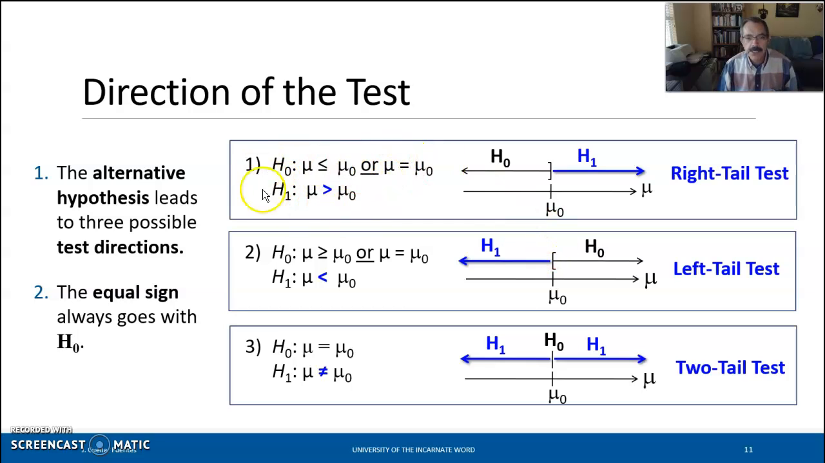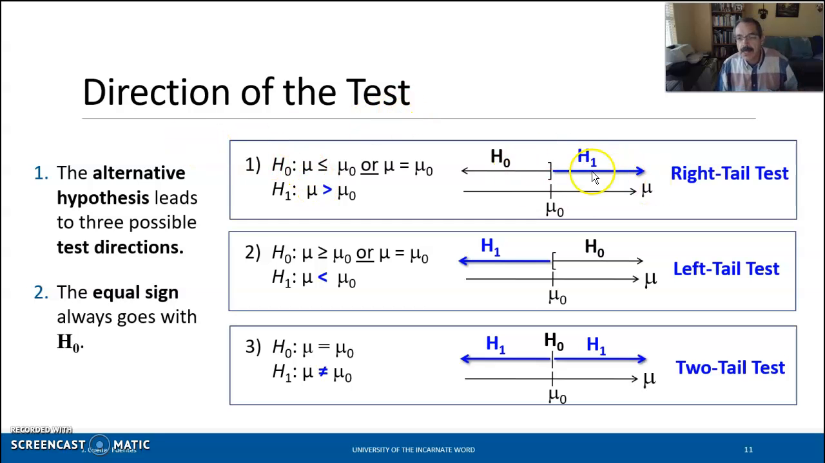Let's look at the first case. In this case, the null hypothesis says that the population mean is less than or equal to some proposed value, or it could be written as the population mean being equal to some proposed value. But the alternative hypothesis claims that the actual mean is bigger than the proposed value.